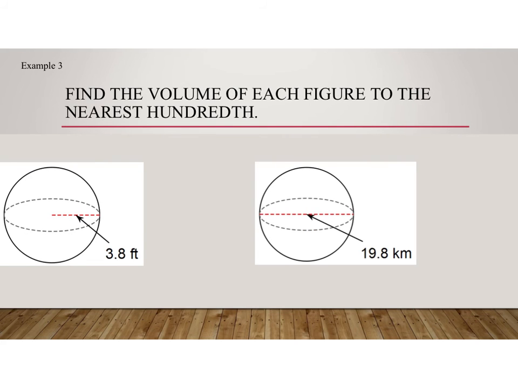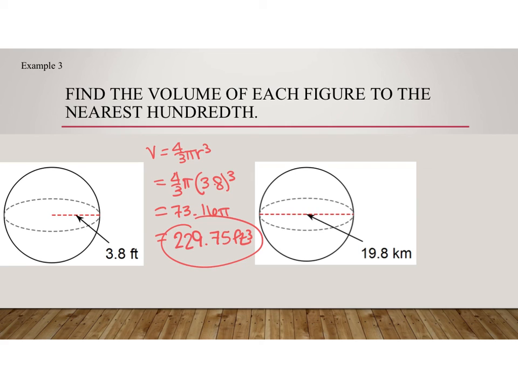So for example 3, which is our final example for the day, remember that volume is equal to 4/3 pi r cubed. When I start plugging things in, I have 4/3 pi times my r value, which in this case is 3.8, and we are going to cube that. If I take the 4/3 and multiply it by the 3.8 cubed, I end up with 73.16 pi. And when I multiply all of that out, I end up with 229.75 cubic feet.